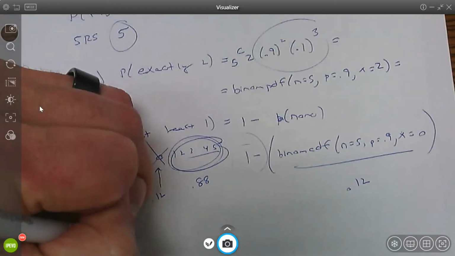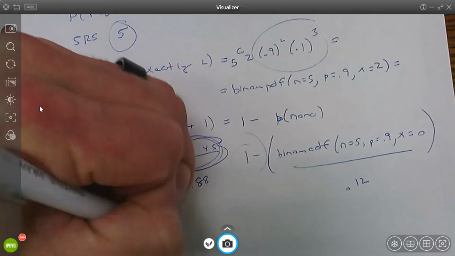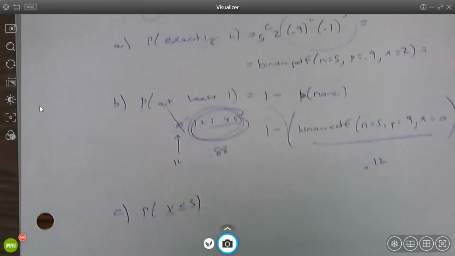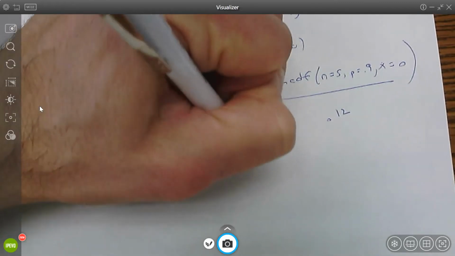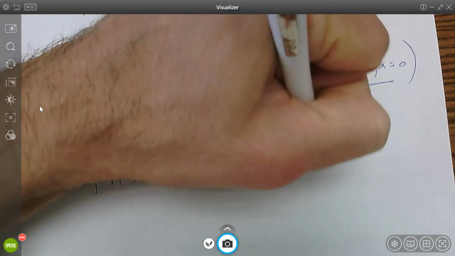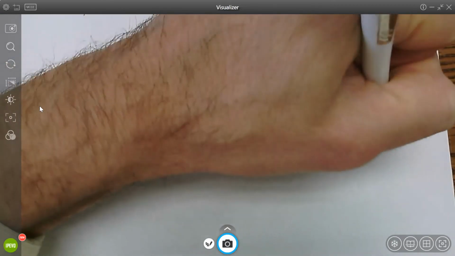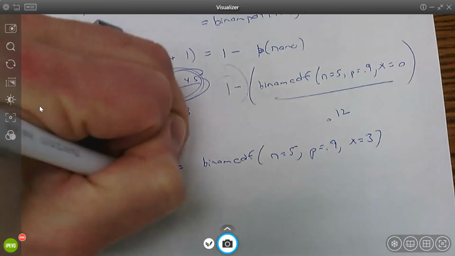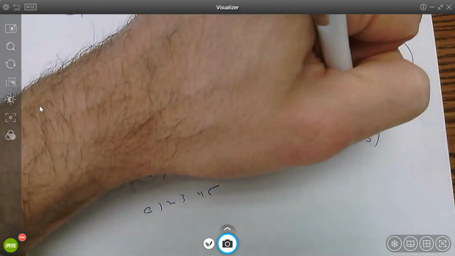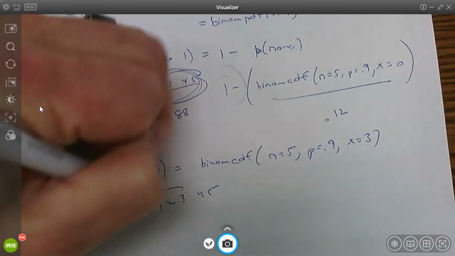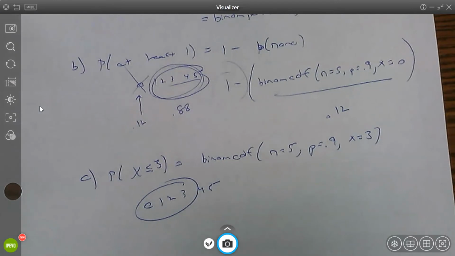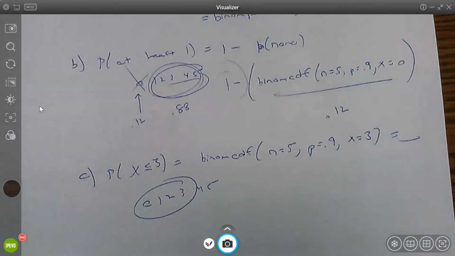And the final scenario you might see is, let's say it's at most 3 or less. And x is the number of right-handed people. This would just be binomial CDF, n equals 5, p equals 0.9, x equals 3. Because now what CDF is going to do is add up everything up to and including that number starting at 0. So 0, 1, 2, and 3. That's going to add up those probabilities, which is exactly what we want. And whatever that is, it is. So that's how to calculate your different probabilities for binomial random variables.